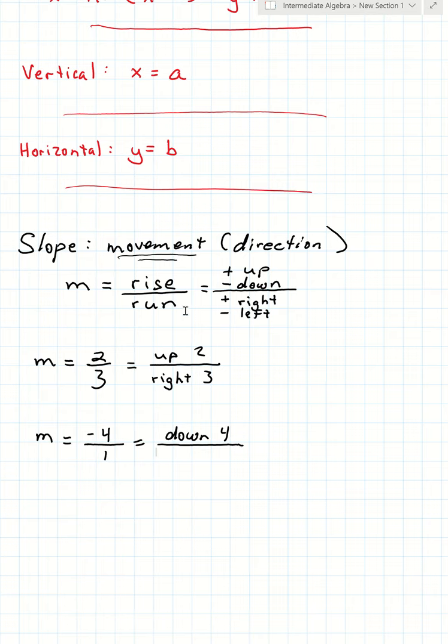The run is a positive 1, which means we're going to have to move to the right 1 unit. So this is the direction of movement from one point to the next coordinate. You do want to pay close attention to the slope as it provides direction. If you go the wrong direction, just like when you're driving a car, you get lost. You're going in the wrong way. With slope, you have to follow the directions very carefully in terms of how you move.